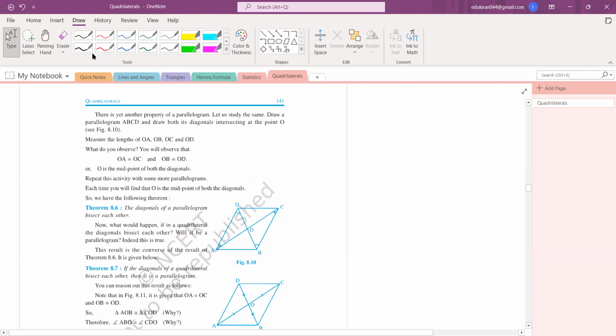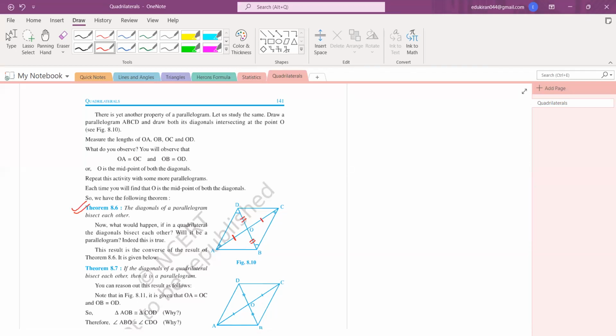Its proof is also not required, but it says that the diagonals of a parallelogram bisect each other. Please remember, it is very important. If ABCD is a parallelogram, try to understand this. It is given that it is a parallelogram, then the diagonals bisect each other, means they cut each other into two equal parts. That means this side AO is equal to OC, and OD is equal to OB. So they bisect each other.